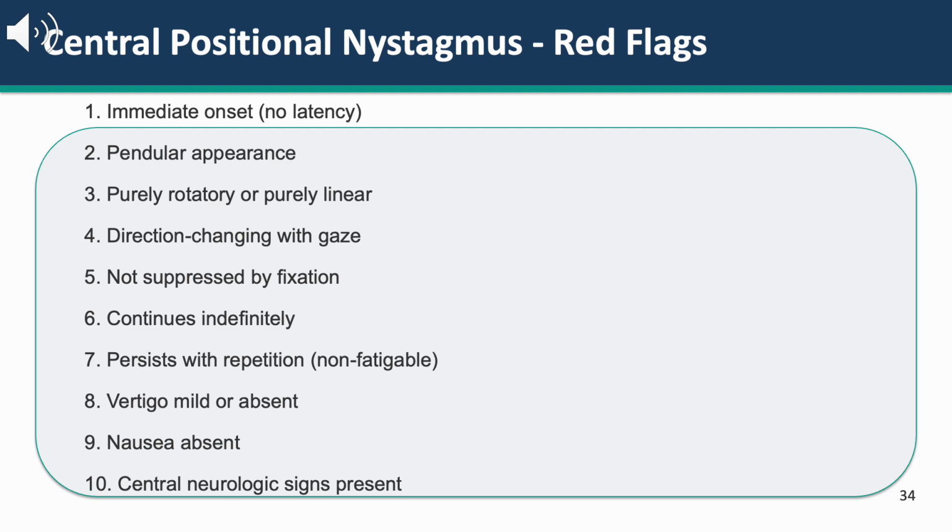Eighth, vertigo is mild or absent. Ninth, nausea is absent. And 10th, there are central neurologic signs or symptoms. Central positional nystagmus and vertigo can occur with lesions near the fourth ventricle, the vestibular nuclei, and the vestibulocerebellum, including isolated cerebellar nodulus infarction and cerebellar tumors.